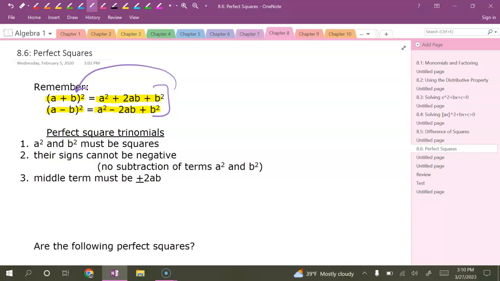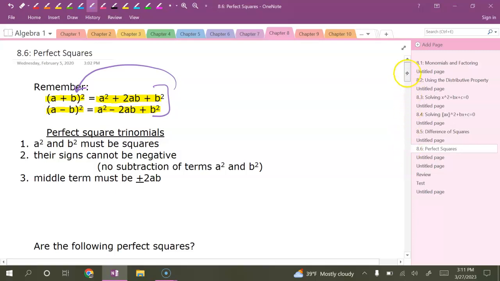Your signs cannot be negative, so you can't have subtraction in front of the b squared term. You have to make sure that the sign in front of the b squared is a plus sign. It's not going to factor the same way otherwise. That middle term also needs to be double the product of the square roots of those two numbers. So when you look at the first and the last terms and you square root them to get back to where they started, you multiply them together, and it needs to double, and that needs to show up in the middle in order for this to be considered a perfect square.